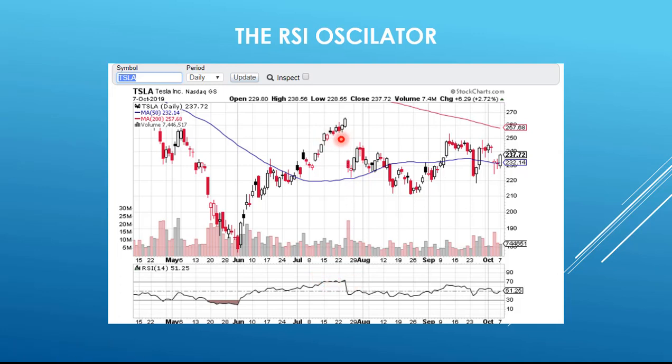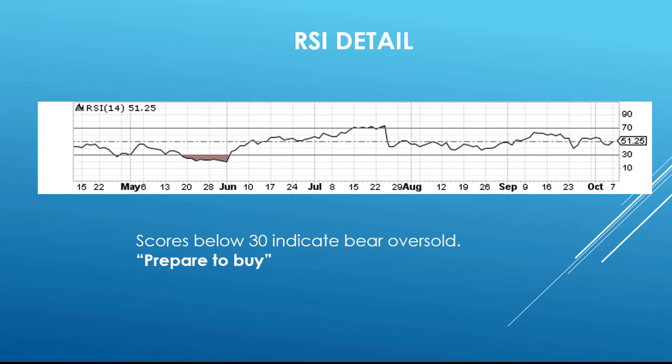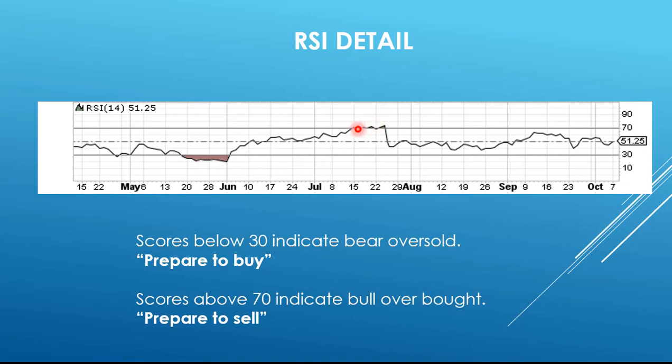Let's imagine at some point we decided to get out at 250. That would be a nice gain, don't you think? That would be a $60 gain in less than 2 months. So let's take a look at the detail. Once again, we see the scores below 30 indicate prepare to buy, and scores above 70 prepare to sell.